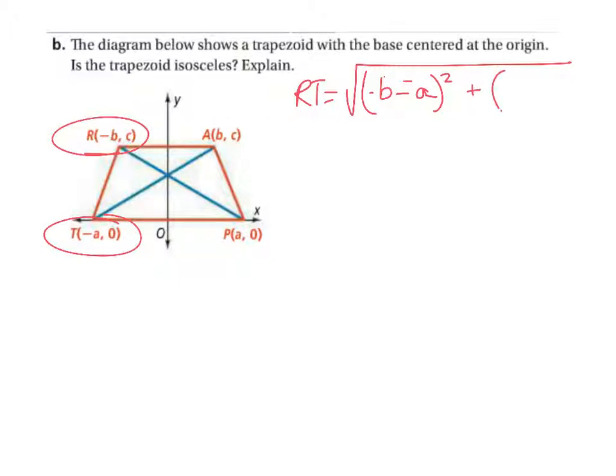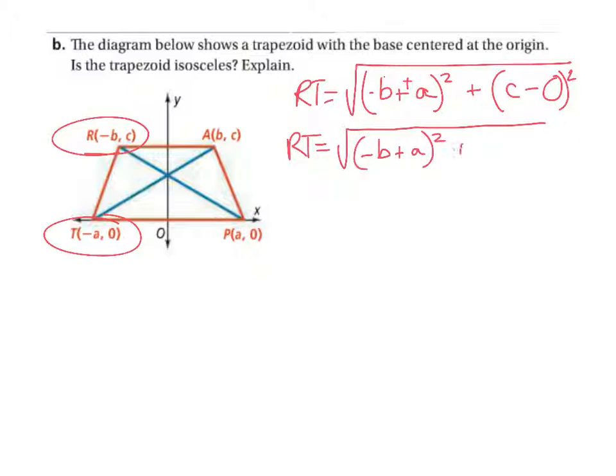Plus. Now let's do the y's. Starting with my r. That'd be a c minus the y on the t. Okay, this one's nicer. That's better. I can live with that. Okay. Over here, though, this is kind of messy. RT equals, and this is a negative b minus a negative a, going to turn into positive. So I have negative b plus a squared plus, this would simplify to c squared.